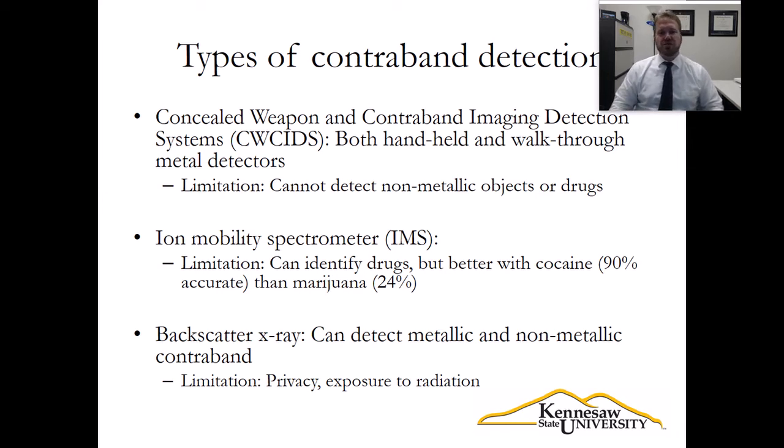And so then there's also ion mobility spectrometers, which can identify drugs, but they're much better with cocaine than marijuana. So this is another way that you might try to find things. There's also the backscatter X-ray, which can detect metallic and non-metallic contraband. But then, like some other things like the scanners at the airports, you have this limitation about privacy, and exposure to radiation is also another big issue with that.